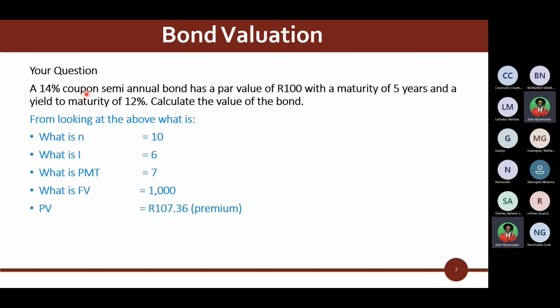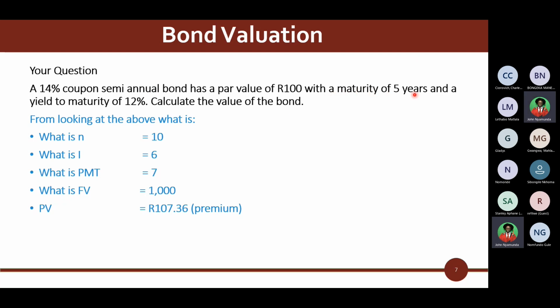So it's a 14% semi-annual bond with a par value of 100. So the PMT is 14% of 100, which is 14. But it's a semi-annual bond, so instead of just paying 14, it's paying 7 rand every period. So your PMT here is 7.